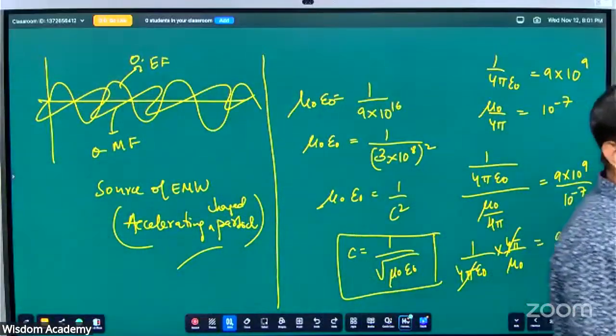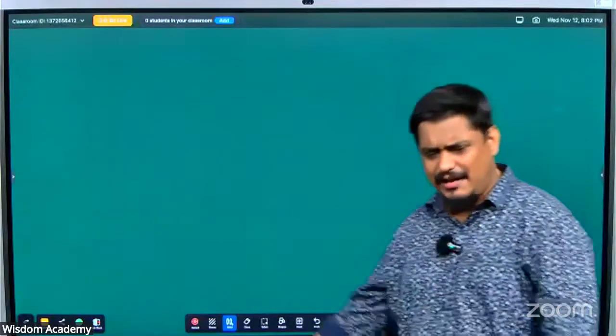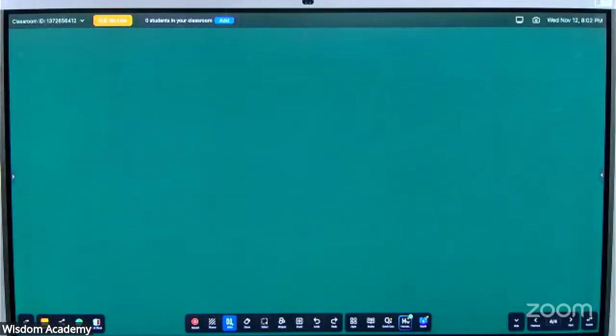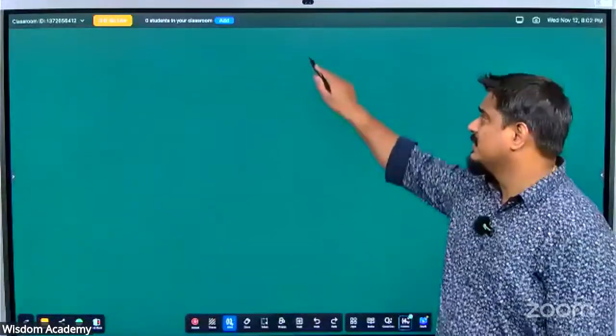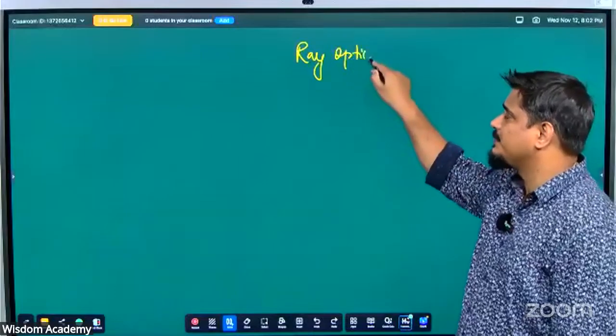Next comes the next chapter, which is ray optics. Very huge, very big chapter. I'll try how much I can do today. Let us see. If I'm able to finish fully, it's fine. The whole revision, it's a big chapter. Now let us start the revision of ray optics, which has almost the maximum weightage in the board examination.